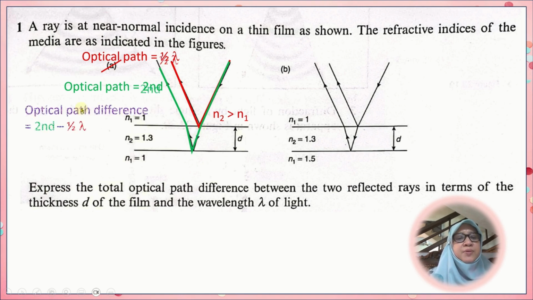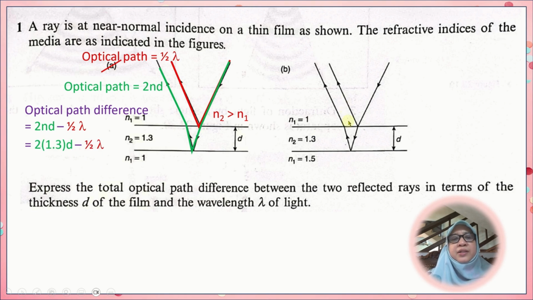Now the difference between these two optical paths is 2nd minus half lambda, so final minus initial. These two rays superpose here. So the optical path difference between these two is 2nd minus half lambda. This is the answer, because the question wants the total optical path difference between the two reflected rays here. Next we go to question B.